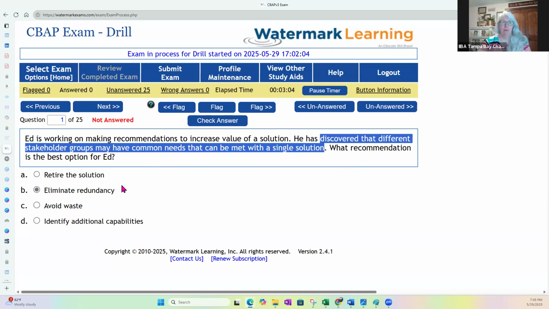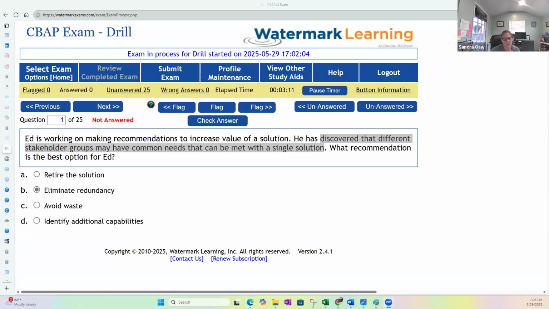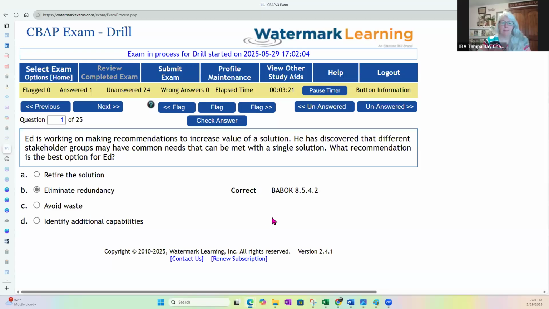Anybody want to talk about why eliminate redundancy is better than avoid waste? Because if multiple people are using different solutions for the same thing, that's redundant. Yeah, I agree. Let's test it. It directly addresses the question. You shouldn't even have to know what's in the book. Take any slam dunks you can get. All right.